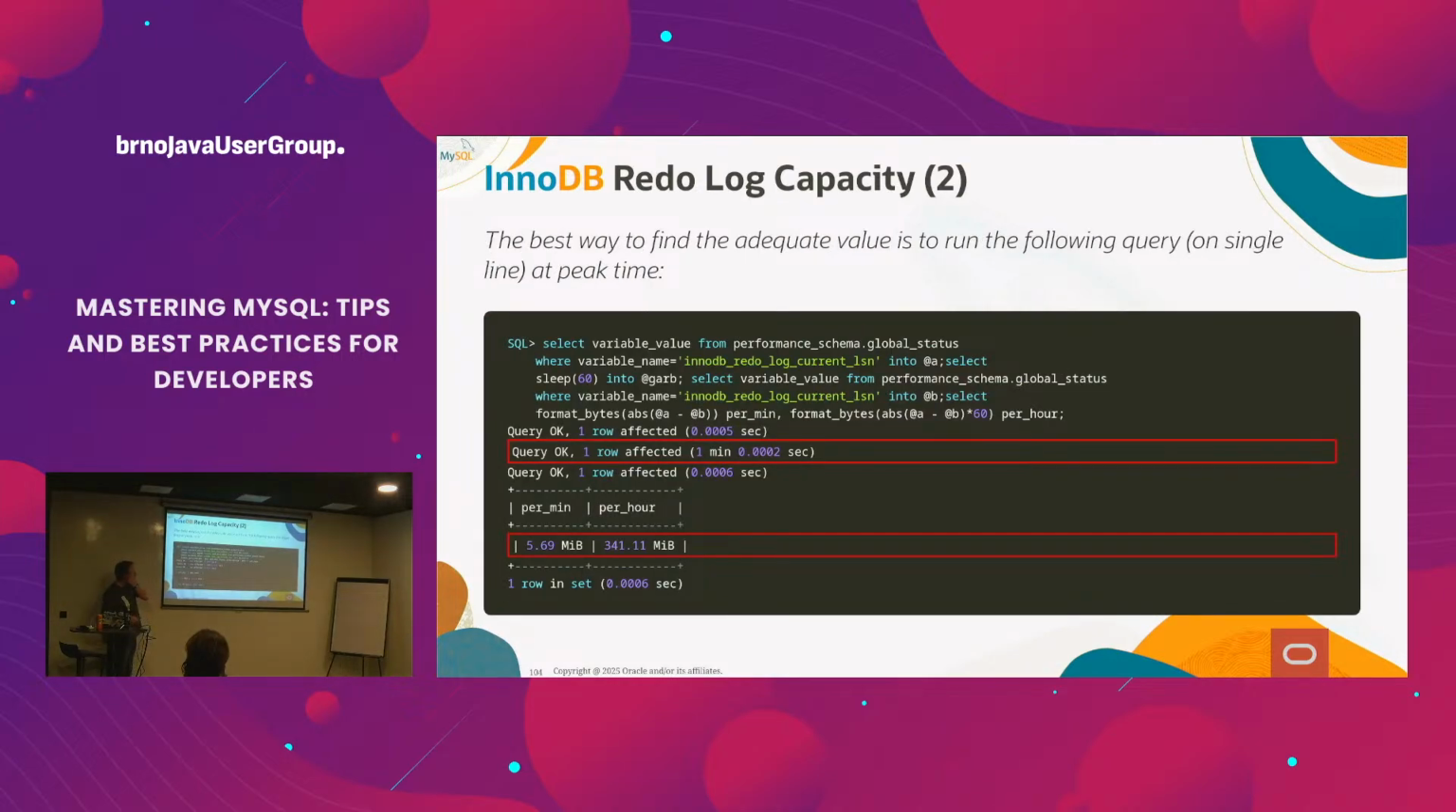So what we do here, for example, you run this query, right? You can see that this query has a semicolon, but it's a one-line query. The query takes 1 minute to run. You run it at peak time, when there are a lot of writes happening, and we can see that in this minute we wrote 6 megabytes. Per hour, this is 340 megabytes that we have written.